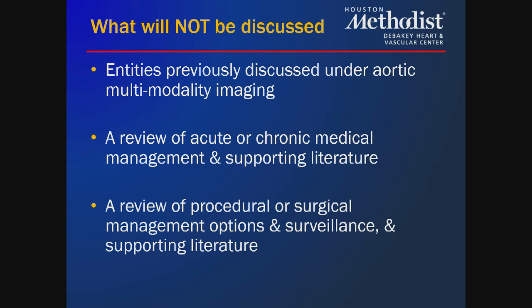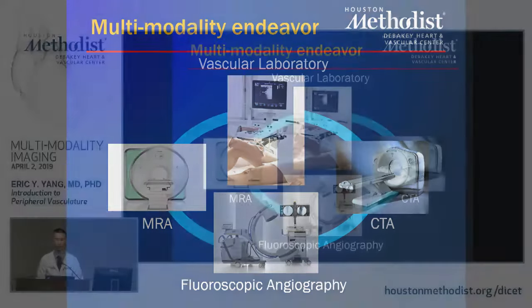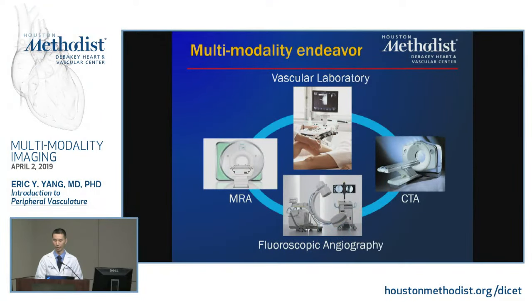So when we assess the peripheral vasculature, it truly is a multimodality endeavor. Most centers usually have a non-invasive vascular laboratory, and that's usually the first entry point that patients begin encountering vascular imaging. Of course, then we also have the option of MR angiography and CT angiography using contrast or non-contrast techniques. And there's also fluoroscopic angiography as the quote-unquote gold standard with digital subtraction angiography.